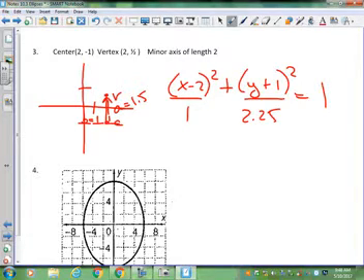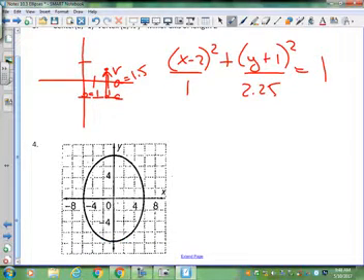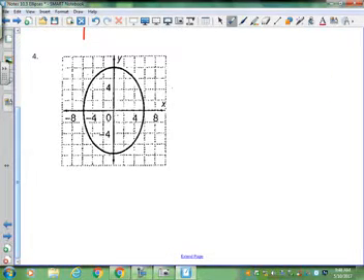Now in our last problem, they gave us a graph. That's even better, because when they give a graph, all you got to do is count it up. Although this is not the best graph. So how far is it up to the top from the center? 8, because it's going by 2s. 2, 4, 6, 8. So A is equal to 8. How far is it from the center over to the co-vertices? 6. So B equals 6.